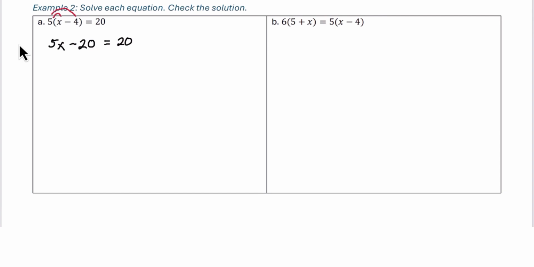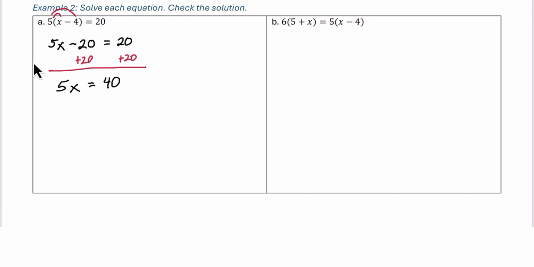Now that we've distributed, look to see if we can combine like terms. We can't do anything on the left, and everything on the right side is good to go as well. So now we need to start isolating the variable. Notice that all the variables are already on the left side. The next goal is to move any constants to the right side. We need to move this minus 20. We can do that by adding 20 to both sides. We get 5x equals 40.